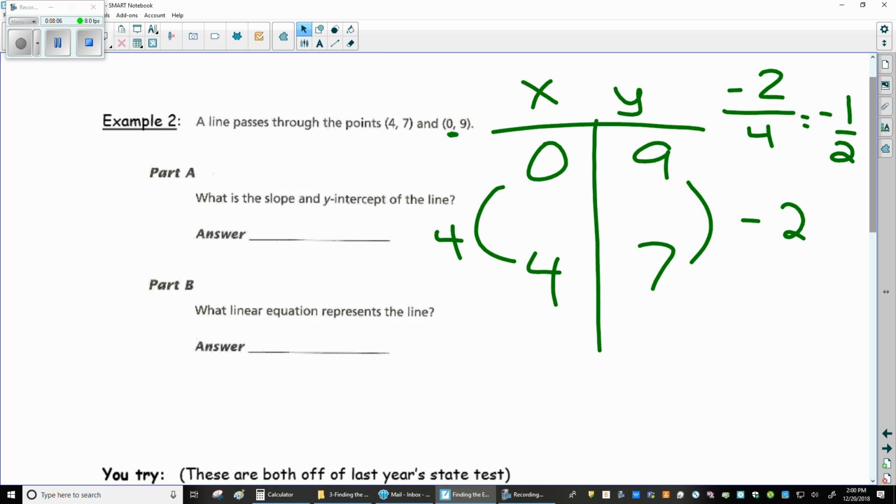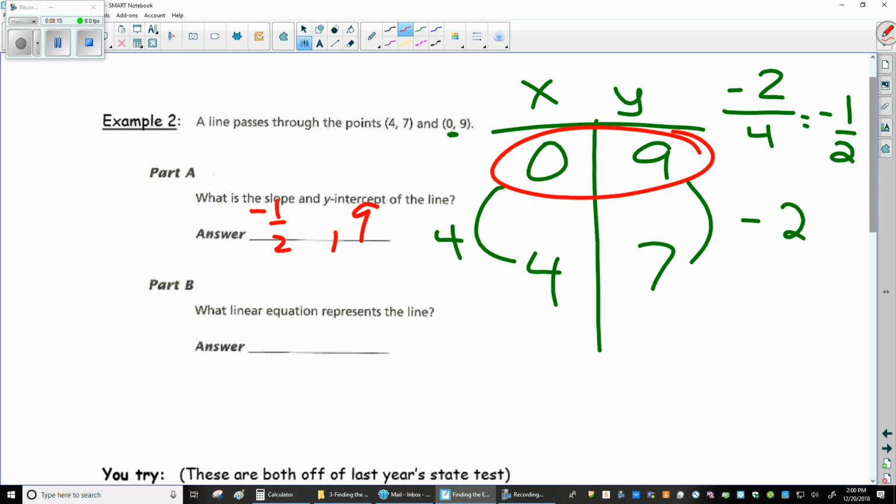So it says, what's the slope and the y-intercept? I got -1/2. Now, usually I'd have to go back to 0, but take a look at this. They already gave it to me. 0, 9. So what's the linear equation? Again, if I write my y equals mx plus b, that's all really that the rest of this year is all about. I'm going to plug in -1/2 for m, and 9 for b.